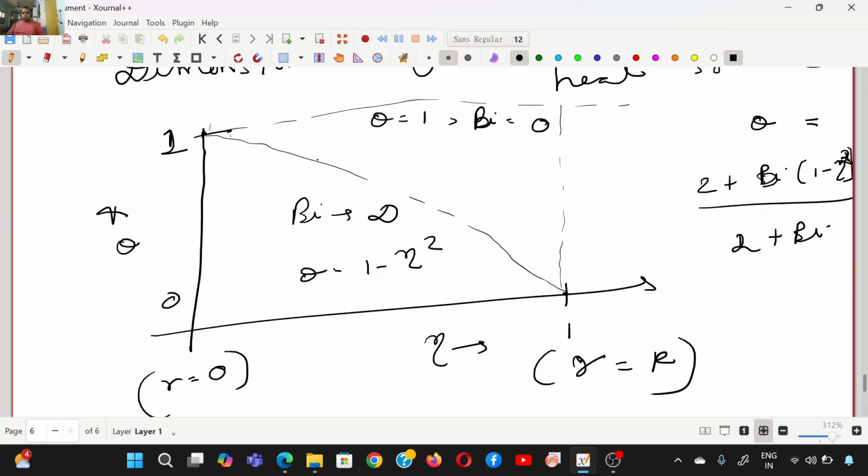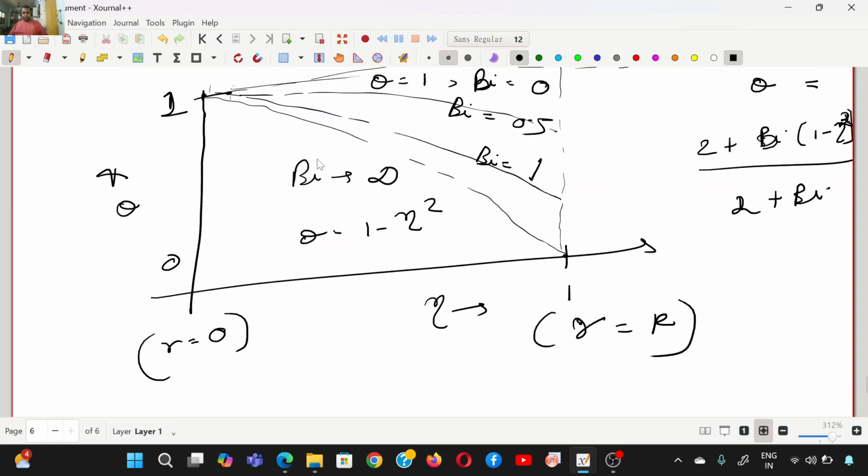So this is for the Biot equal to 0 case. This curve, for 1 minus eta square, is like a parabolic curve. So as you increase the Biot number, the curve will fall like this. So this is Biot equal to 0.5. This is Biot equal to 1. So this is how the curve will look.